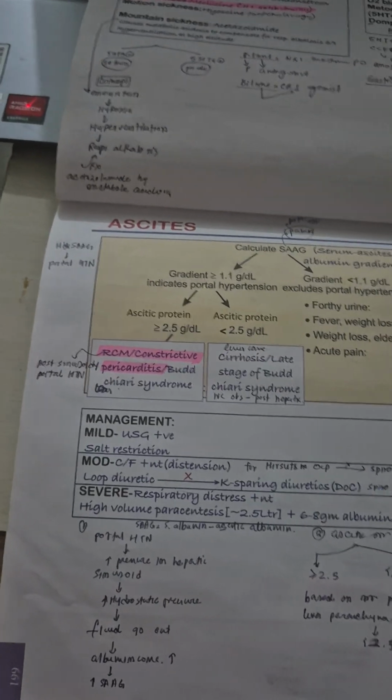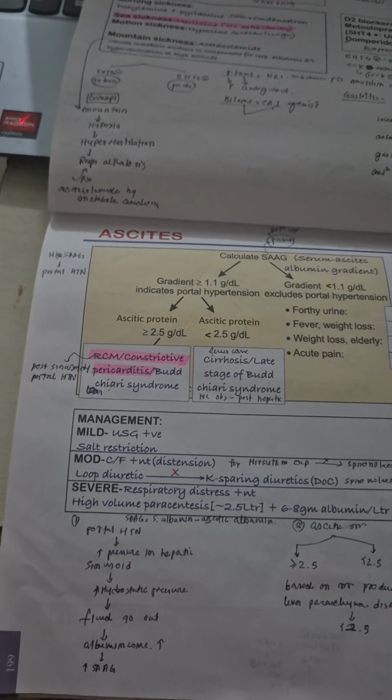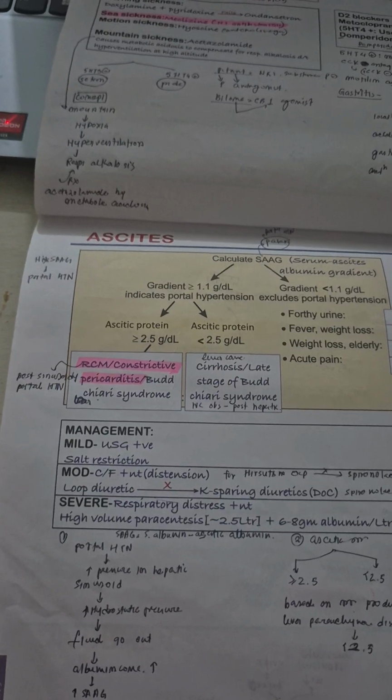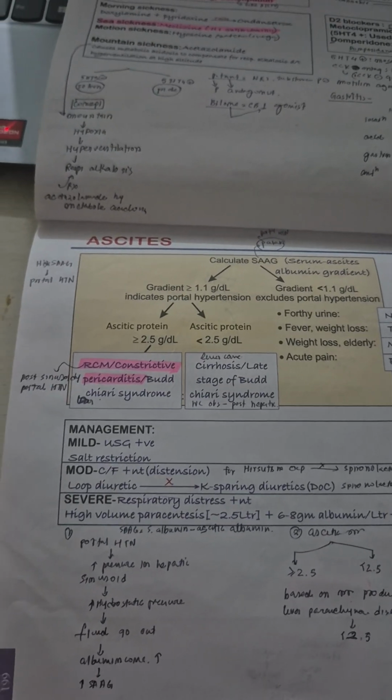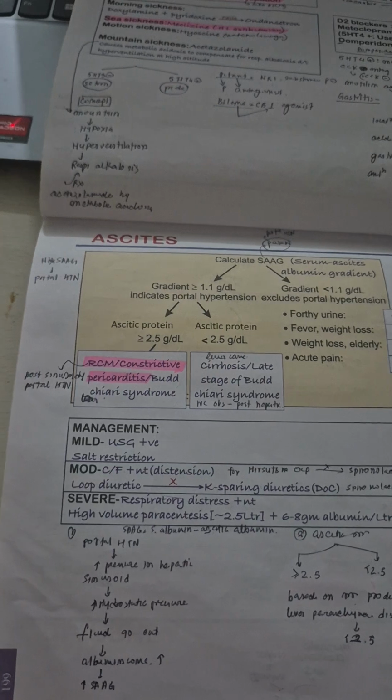Then SAAG. I was confused why restrictive cardiomyopathy and constrictive pericarditis are considered in portal hypertension, that is high SAAG. So I read up on it. There is the liver, and there is post-sinusoidal portal hypertension because of restrictive cardiomyopathy and constrictive pericarditis.